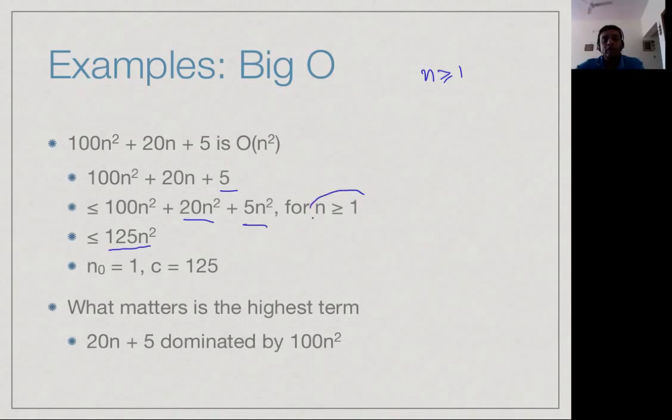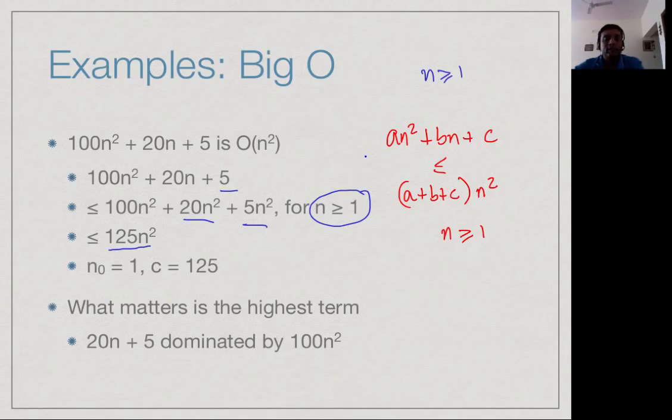And now all I have assumed is that n is bigger than or equal to 1. So for n0 equal to 1 and c equal to 125, we have that n² dominates 100n² + 20n + 5. You can easily see that in general, if I have an² + bn + c, this is going to be dominated by (a + b + c) times n². So this is going to be less than this for all n greater than or equal to 1.